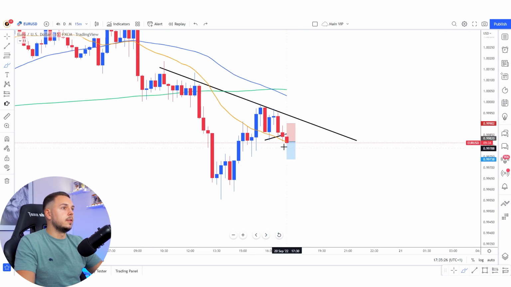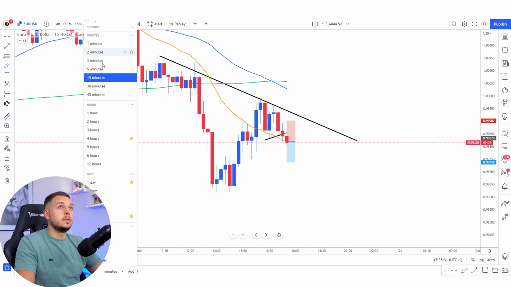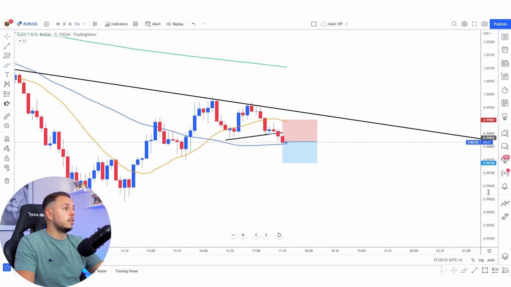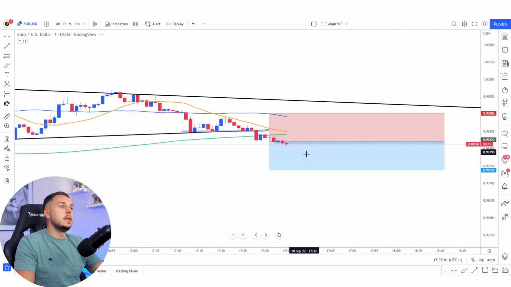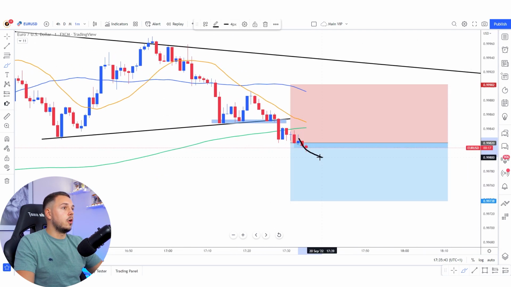15-minute time frame. Look at this. Nice little attempt of breaking the 20 moving average. That's what I would like to see. 5 minutes attempting to break the 50. If we break this area zone, 99811 level, that could be a good enough start for us to go short really hard.